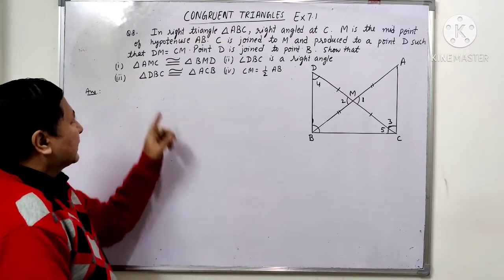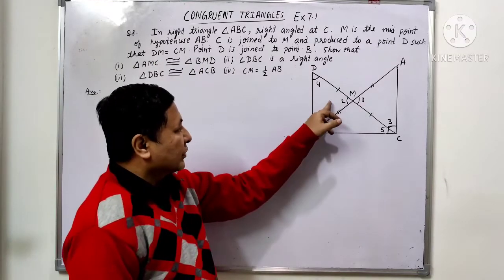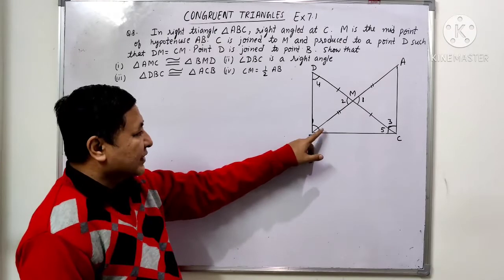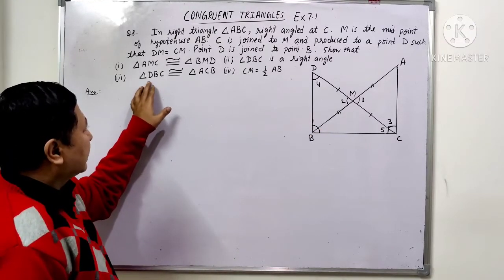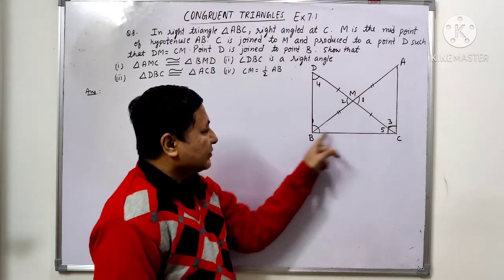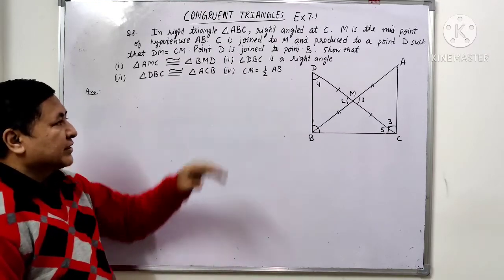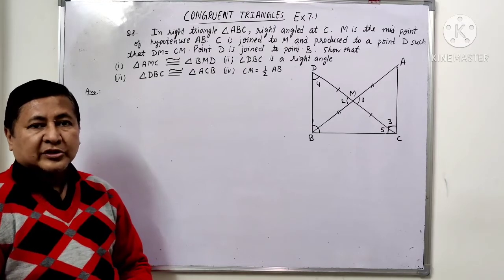Show that triangle AMC is congruent to triangle BMD. Then we have to prove that angle DBC is 90 degrees. And we have to again prove that triangle DBC and triangle ACB are congruent. And the last one, we have to prove that CM is equal to half of AB. We have to prove four things here.